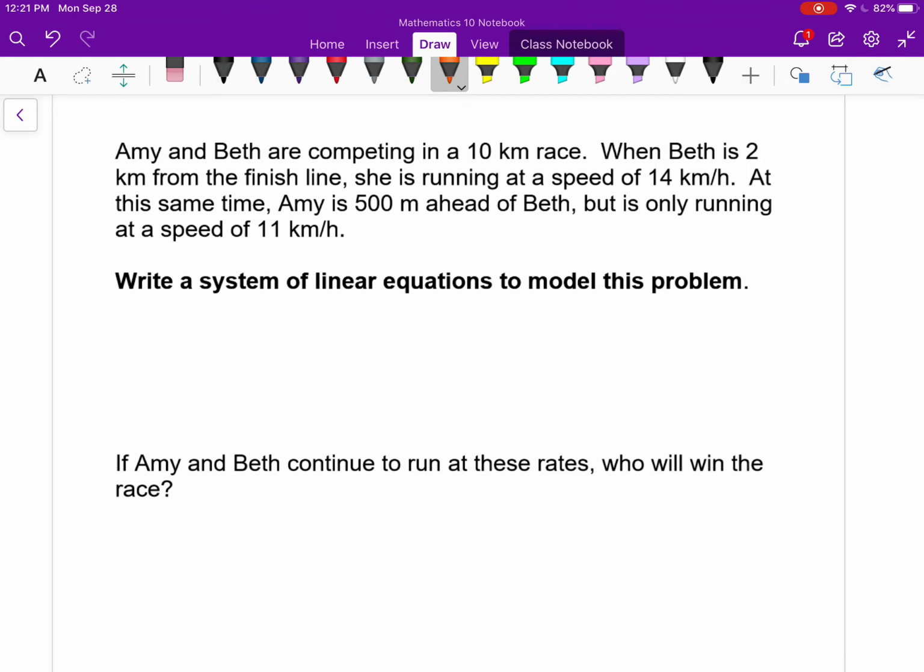At the same time, Amy is 500 meters ahead of Beth, but is only running at a speed of 11 kilometers per hour. So write a system to model this problem. All right, so first, what are my two unknowns here?